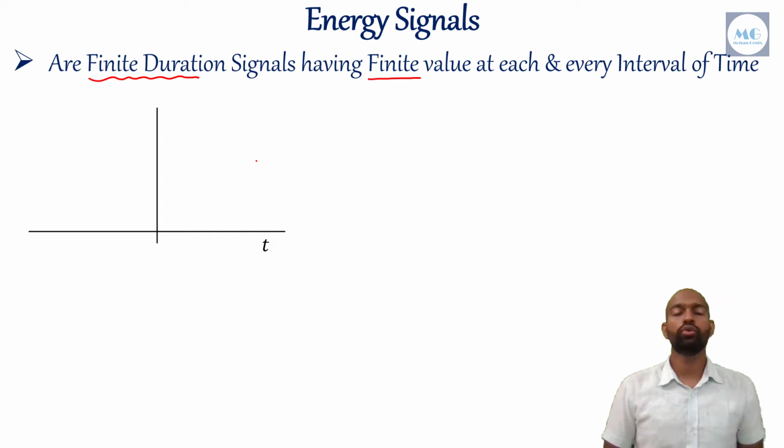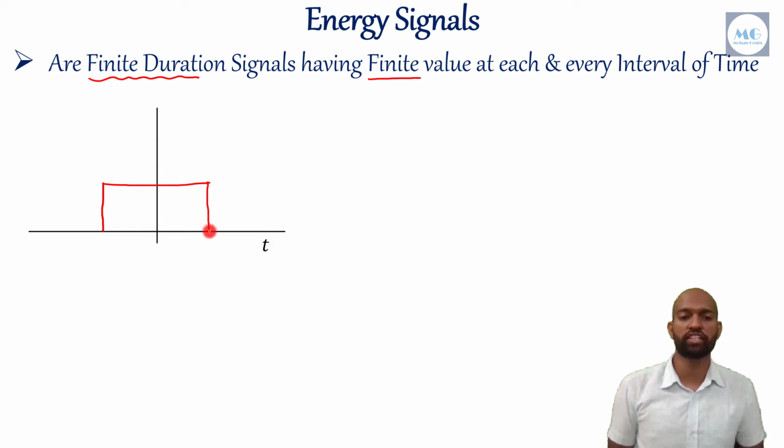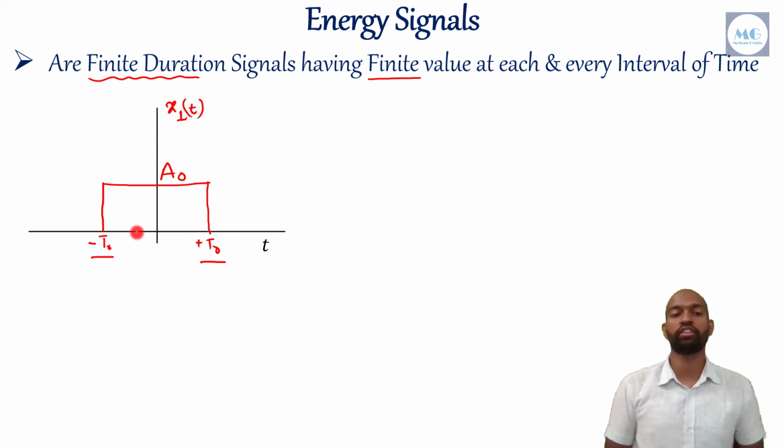I will show you the first graph. It is the simplest graph, which we have already drawn and understood in our energy signal lecture. That is a square signal from minus T naught to plus T naught, and its value is A naught. As its value is always finite from minus T naught to plus T naught, we can say that this x1(t) is an energy signal, as it is a finite duration signal with finite value during this interval.